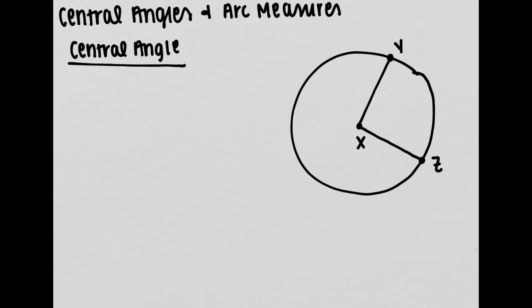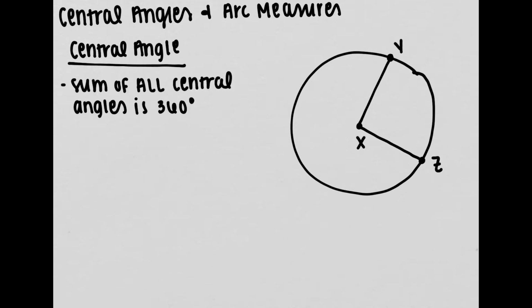It's right in the center. You need to know that the sum of all central angles is 360. So if I take all these angles that make up the center, they would add to 360. That makes sense because they would make a circle, and a circle is 360 degrees. And for our diagram at the right, that angle YXZ, which forms this angle right here, is a central angle.